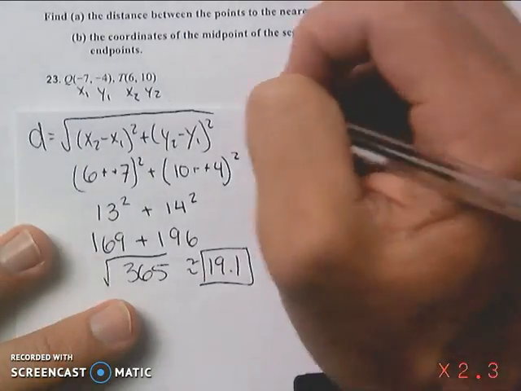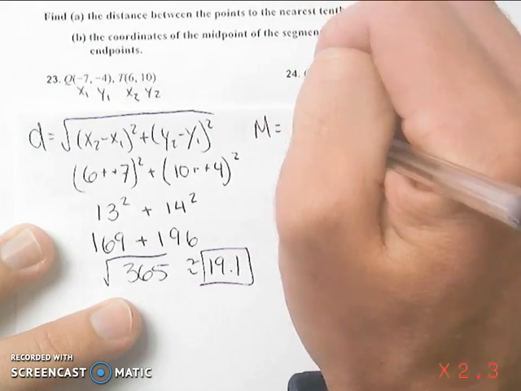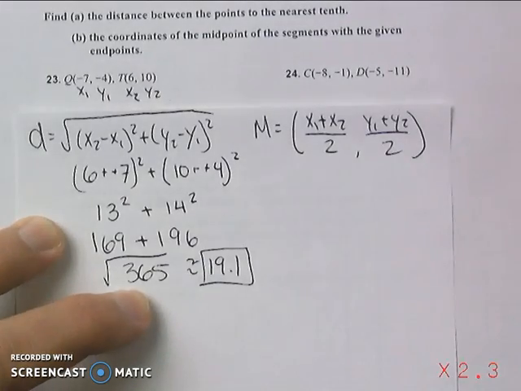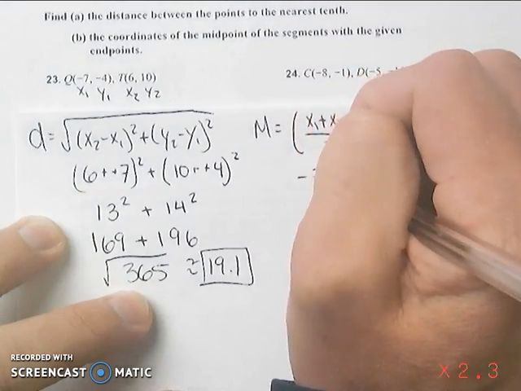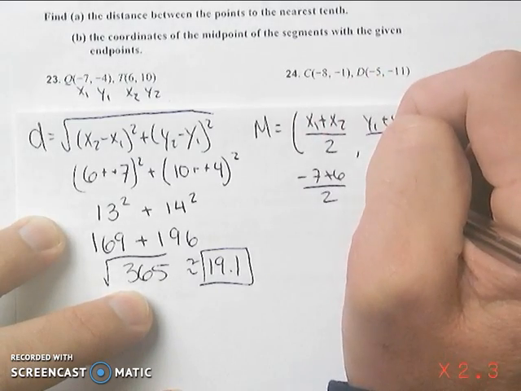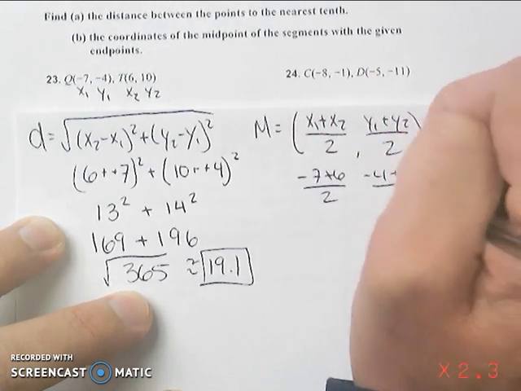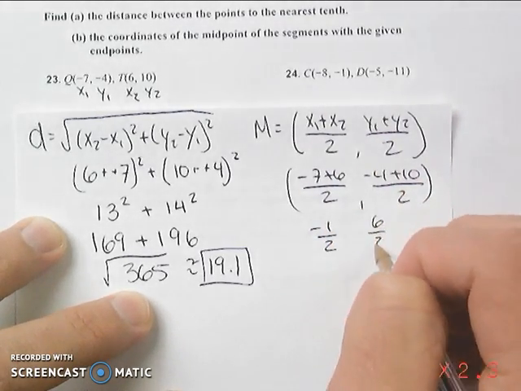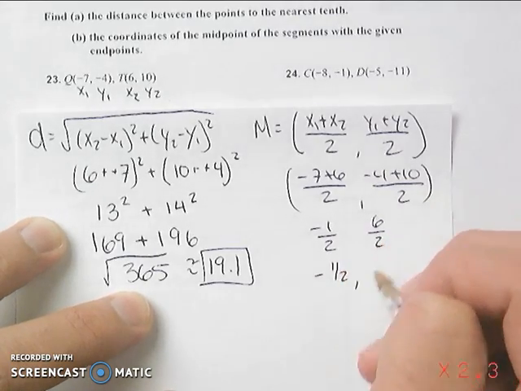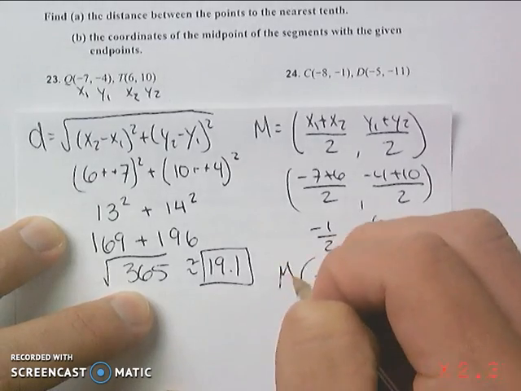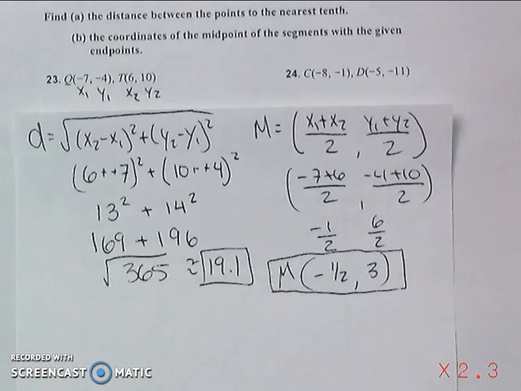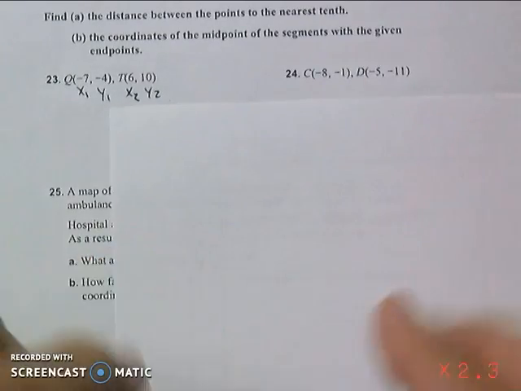Next, we want to do the midpoint. And we'll add those numbers in. -7 plus 6, and we get -4 plus 10. That's going to be -1 over 2. This is going to be 6 over 2. So we get negative, I'll just leave it as a half, and 3. Again, as long as we plug it in appropriately, we shouldn't have any difficulty. Next one, we'll go ahead and plug that in.